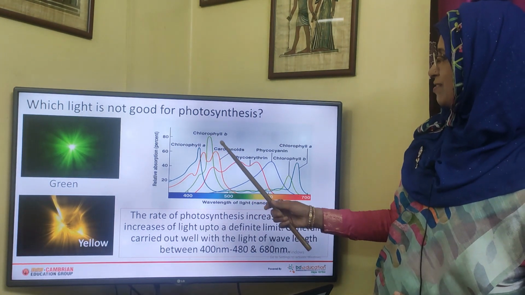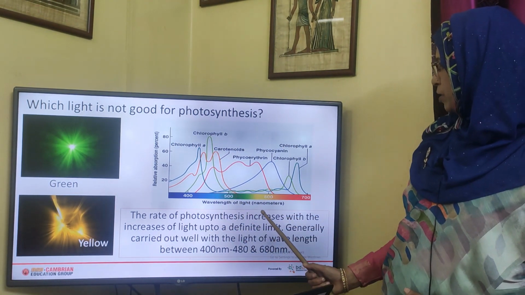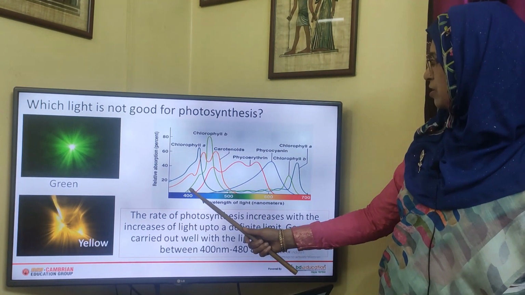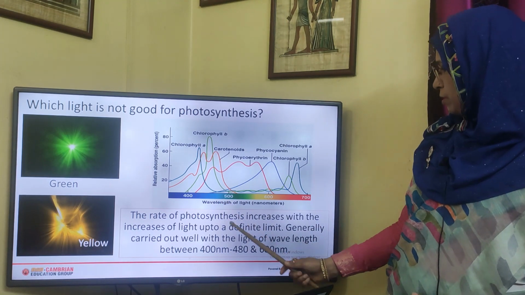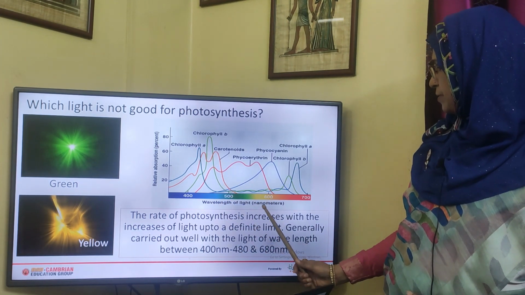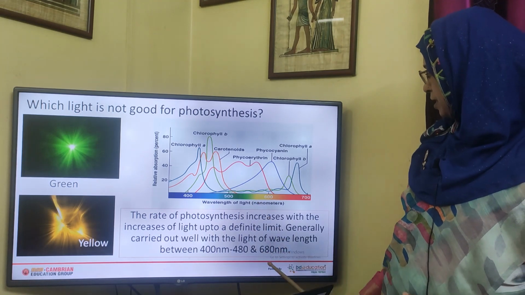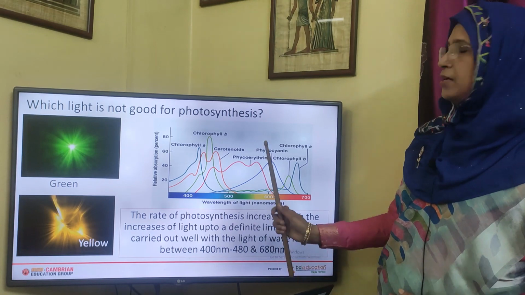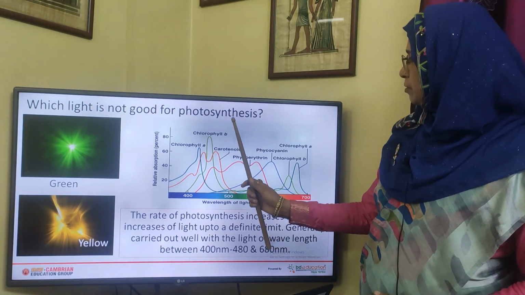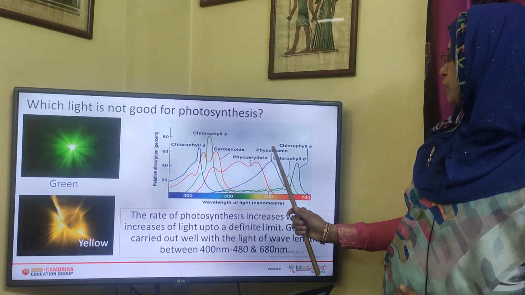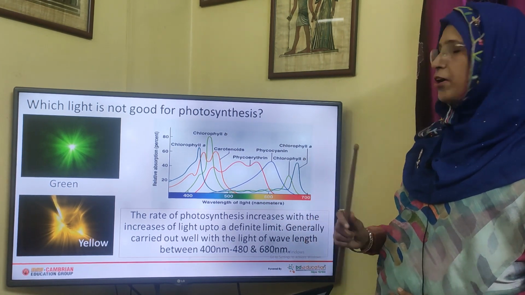See here, this is the graph chart of the wavelength of light. Starting from here there is 400 to 500, here is 600, that means 480 in between, and then 680, up to 600 to 700. See, here are some pigments: chlorophyll A, chlorophyll B, carotene, phycocyanin and phycoerythrin.